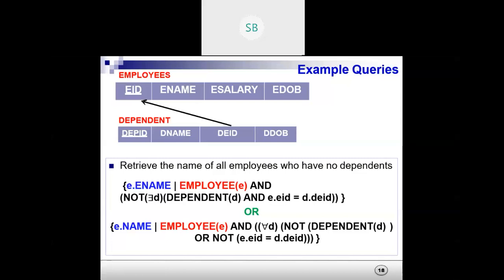Just check once. Either of the two ways is correct. It is the same thing, but here we have used there exists, and here we have used the universal quantifier, that is, for all d, not dependent of d or not EID equal to this one. So it will come with practice. Shall I move to the next example?